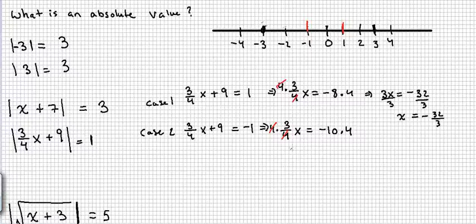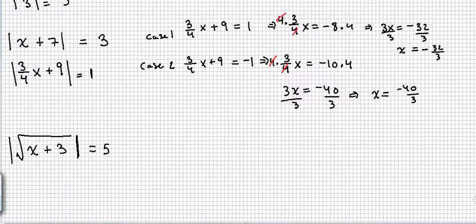Over here we get 3x is equal to negative 40. So we're going to divide by 3 on both sides. That gives us our case 2 of x is equal to negative 40/3. So we have 2 answers when it's an absolute value.